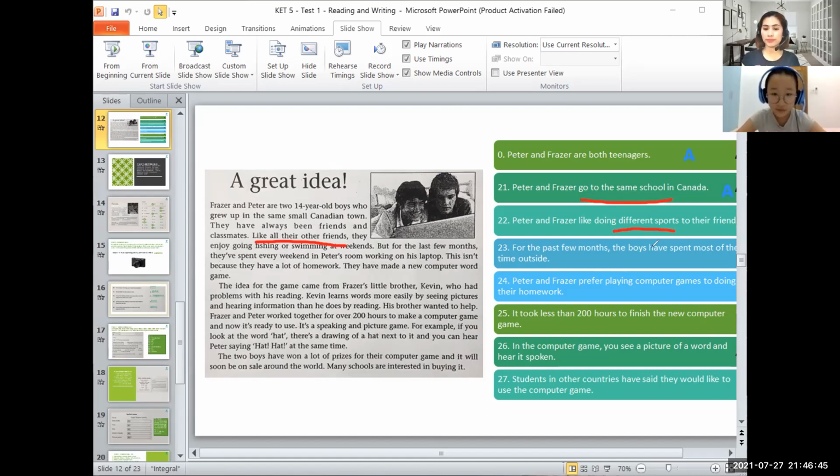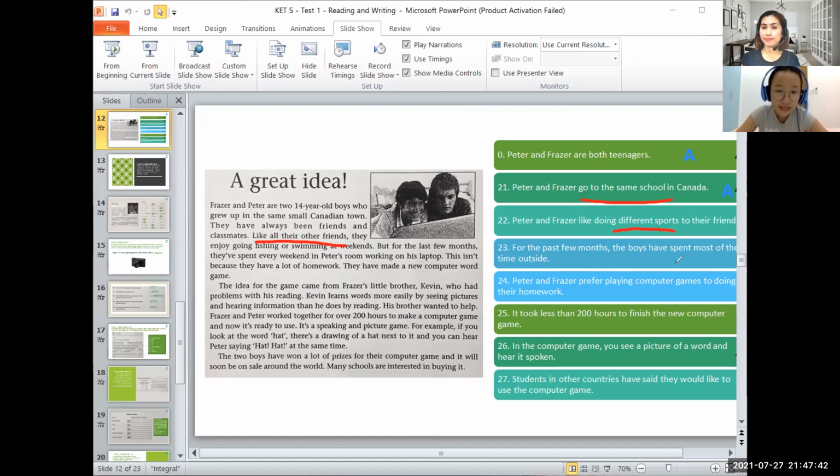For the past few months, the boys have spent most of their time outside. Right, wrong, doesn't say. Wrong. So which word or phrases are incorrect in number 23?